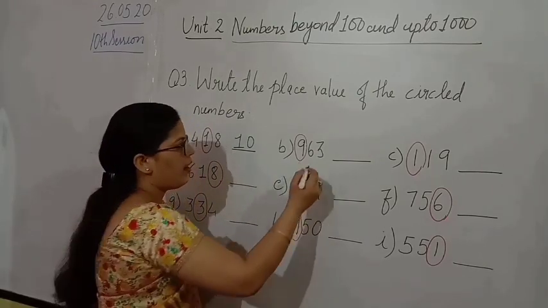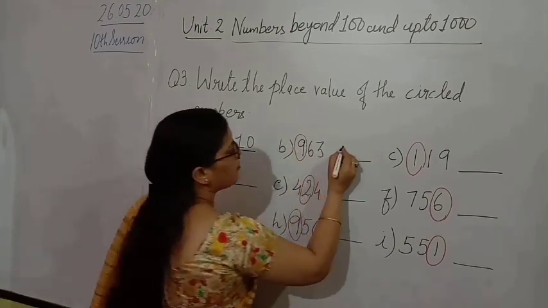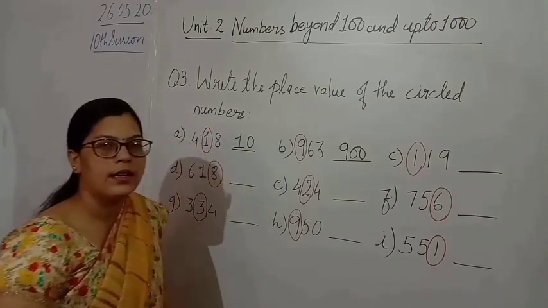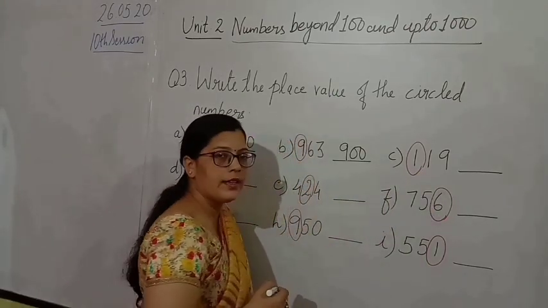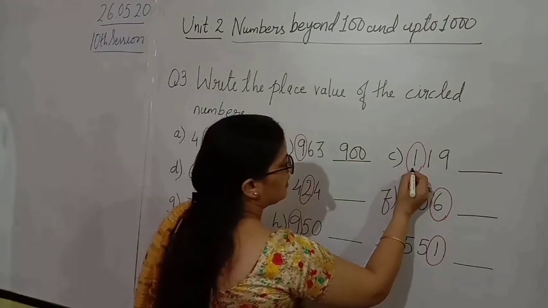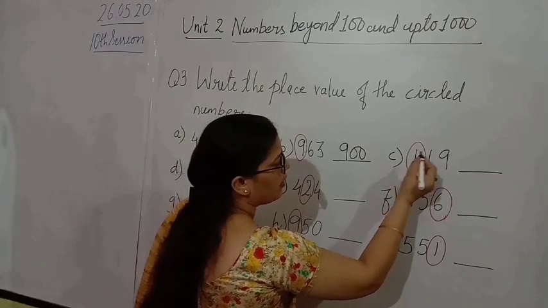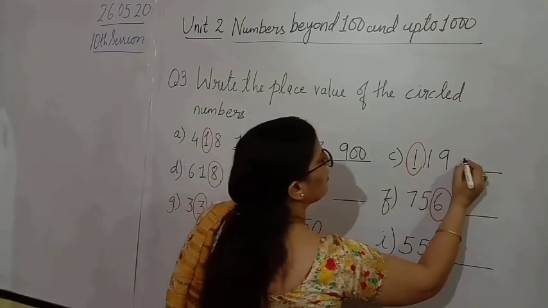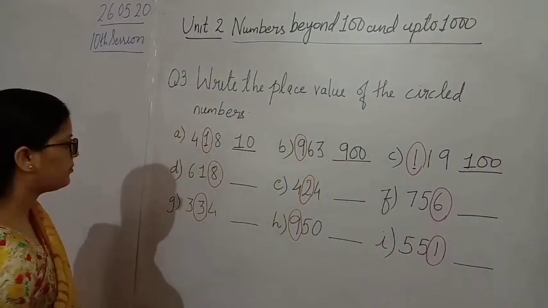What is the place of 9? Ones, tens, hundreds. 9 is at hundreds place, 9 hundreds. The value will be 900. Okay. Third number is 119. The circled digit is 1. And what is the place of 1? Hundreds. Ones, tens and hundreds. So its place value will be 100.